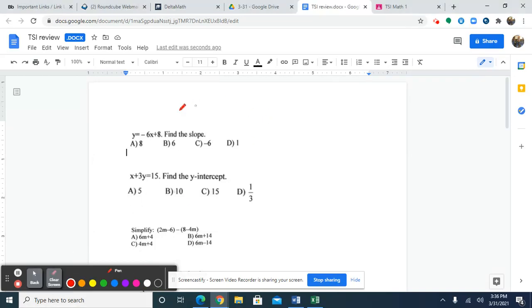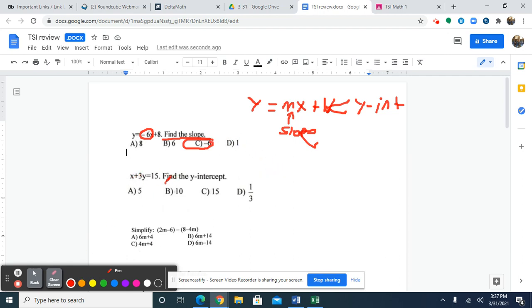Okay, so we're reviewing for the 9 weeks test. Let's start with this first one where we have to find the slope of the equation y equals negative 6x plus 8. Now, whenever we have this form of y equals mx plus b, remember that m is our slope, so the number next to x, and then b is our y-intercept. So negative 6 is going to be our slope, so it's C.